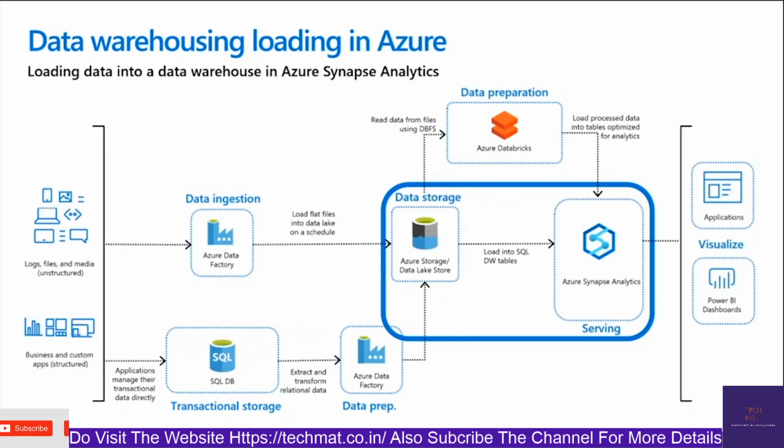PolyBase uses standard T-SQL queries to bring the data into Synapse SQL Pool tables. Synapse SQL Pool stores data in relational tables with columnar storage. This format significantly reduces the data storage costs and improves query performance. Once data is stored, you can run analytics at massive scale.